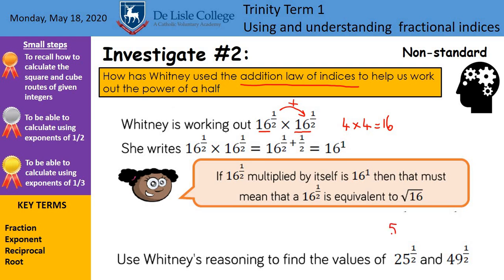Good, so here I'm hoping we've got 5, and here we've got 7, because you'd end up with 25 to the power of 1 if you do 2 lots, and 49 to the power of 1, and then the square root of those values is 5 and 7.